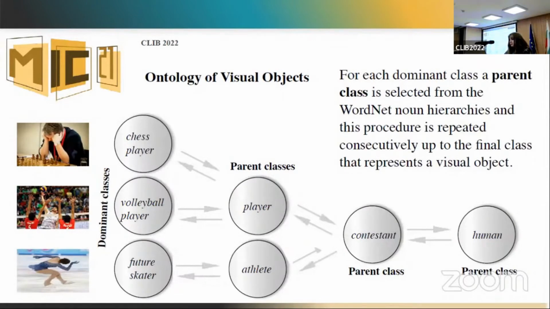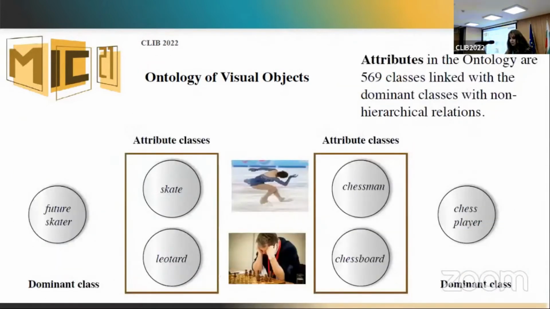For each dominant class, a parent class is related via the is-a relation. Here, the WordNet hierarchies again help. For example, we include such parent classes which can be described as visual objects. For example, we include in the ontology contestant and human, but the next level in WordNet, which is living being, is not included in the ontology because it cannot be described as a visual object.